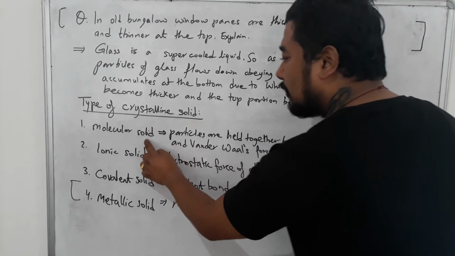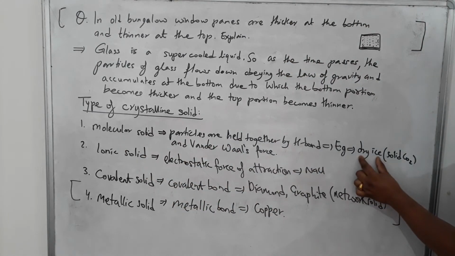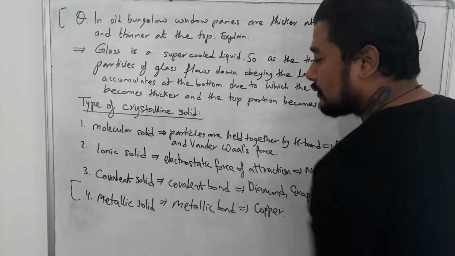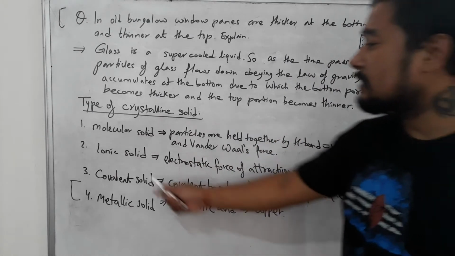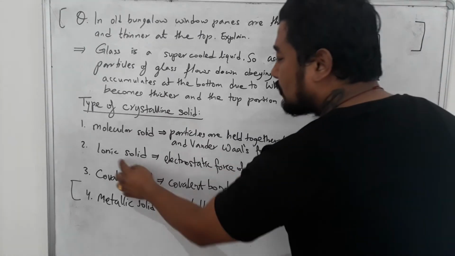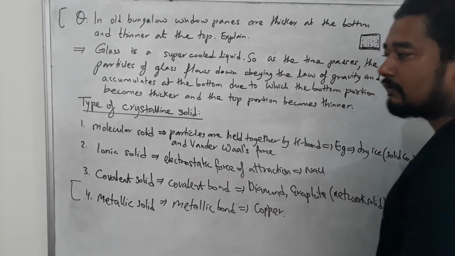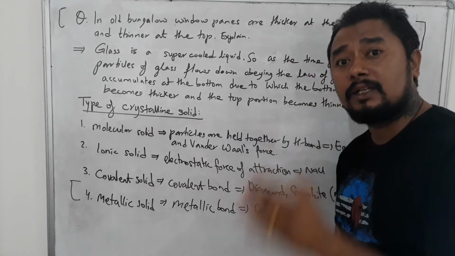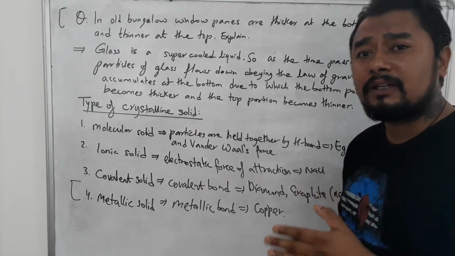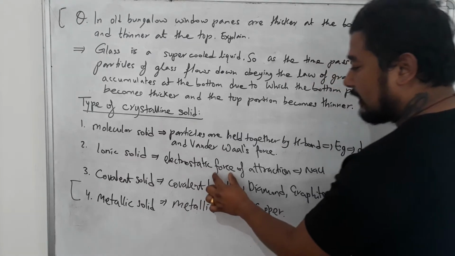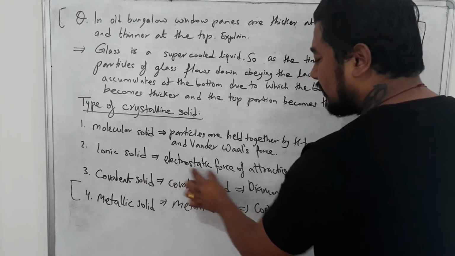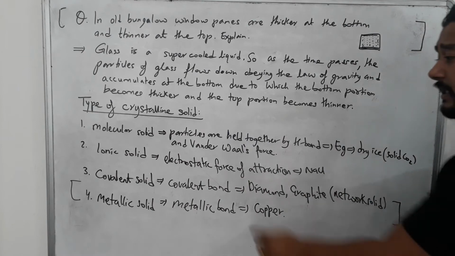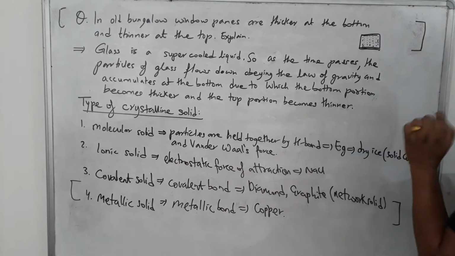One of the examples of molecular solid is dry ice, and dry ice means solid carbon dioxide. So solid carbon dioxide, also called dry ice, is one of the examples of molecular solid where the particles are held together by hydrogen bond and van der Waals force. Next is your ionic solid. Do remember, ionic solids are held together by ionic bond, that is electrovalent bond, but more precisely we call it electrostatic force of attraction. So in ionic solid the particles are held together by electrostatic force of attraction. And one of the examples of ionic solid is sodium chloride, that is NaCl.